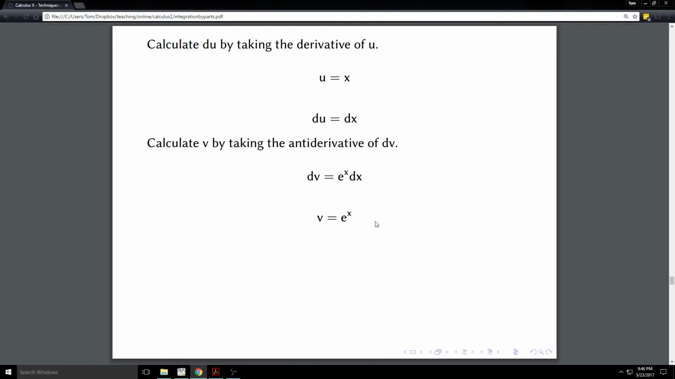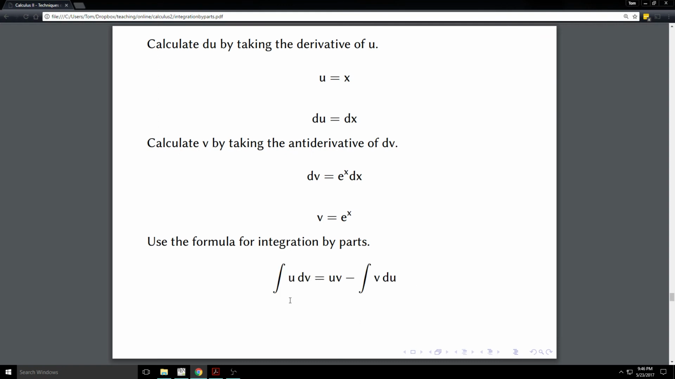And don't worry about the plus c, right? Just make sure at the very end, when you get done doing this, that you put the plus c on at the end, and you're good. Okay? So calculate u, calculate v, or du and v. And then we will apply the formula for integration by parts.